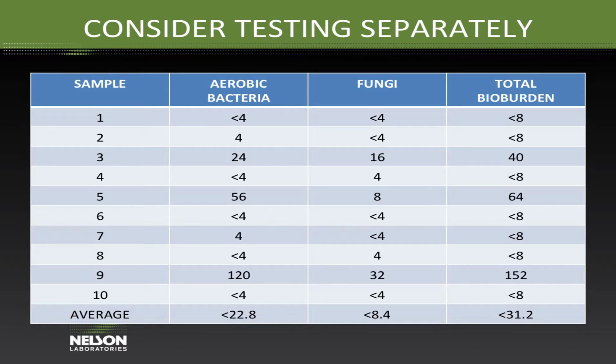Now, if you're seeing data more like this, then it really is something you should consider keeping testing separately. You gain no advantage to pooling. You gain a financial advantage, but for quality, you actually lose data here. Where you're seeing the occasional bioburden spike, you've got a 56, 120, and if you were to pool these together, you would have no idea that you're getting that level of bioburden variation.